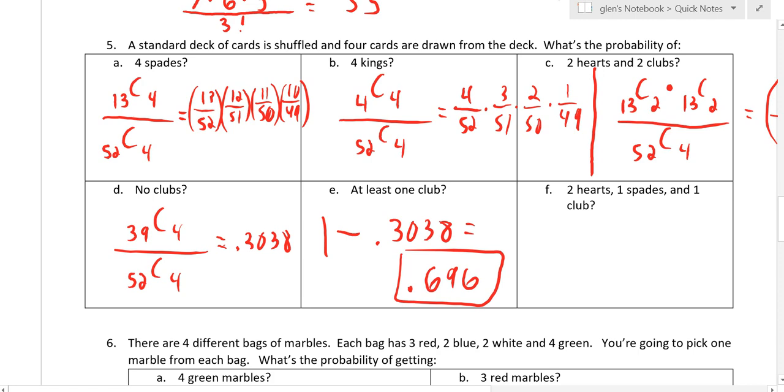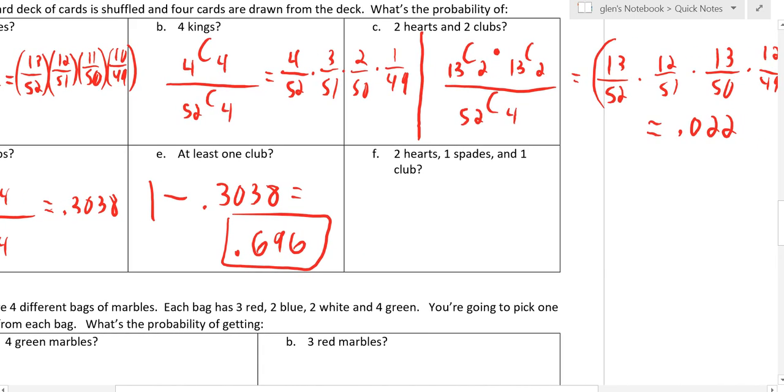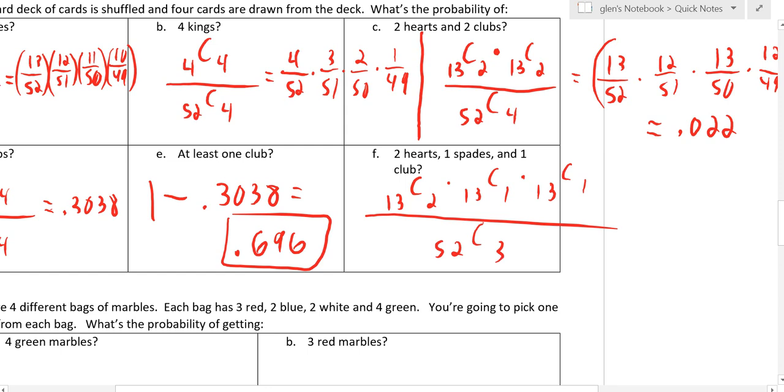Okay? And 2 hearts, 1 spade, and 1 club. This is an and question. So 2 hearts, we want 13 choose 2. 1 spade, 13 choose 1. And 1 club, 13 choose 1. All over 52 choose 4, not 3.